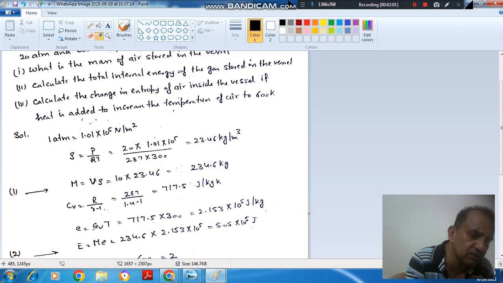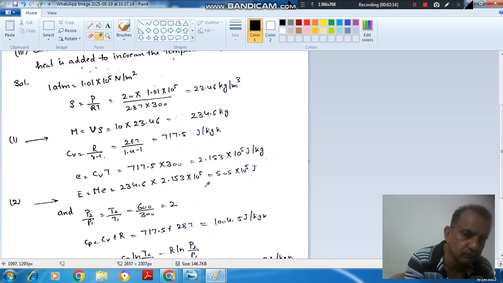So internal energy stored is Cv into T, so T is just 300, so it is 2.153 into 10 to the 5 joule per kilogram. And now E, sorry, that is per kilogram, so total energy multiplied by mass 234.6, so that comes as 5.05 into 10 to the 7 joule.